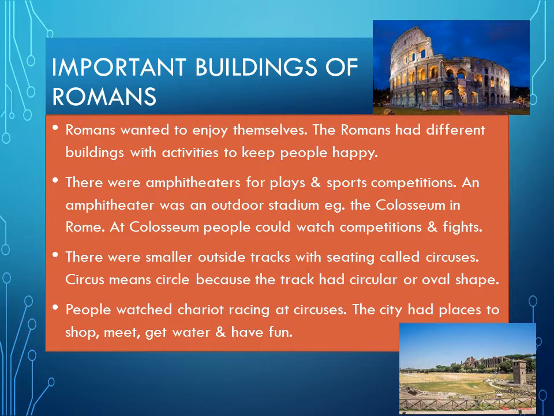There were smaller outside tracks with sitting arrangements called circuses. Circus means circle because the track had a circular or oval shape. So the picture below is of the circus. People watched chariot racing at circuses. The city had places to shop, meet, get water, and have fun. So these were the amenities available for the people to enjoy themselves and at the same time meet their daily requirements.